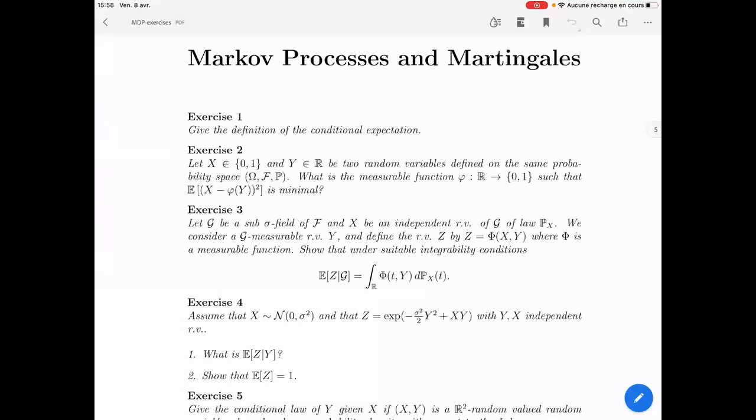So we can start with a few exercises just to refresh memory about the conditional expectation. The first exercise is, I should have started like that, in fact, before starting the lectures: is the conditional expectation of a random variable something clear for everybody? If it is clear, you should be able to give me the definition of the conditional expectation.